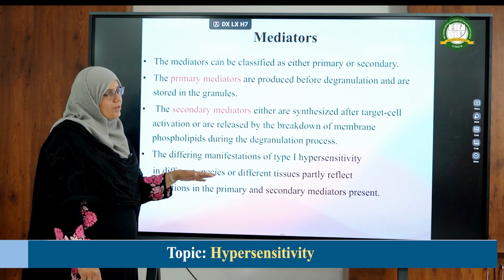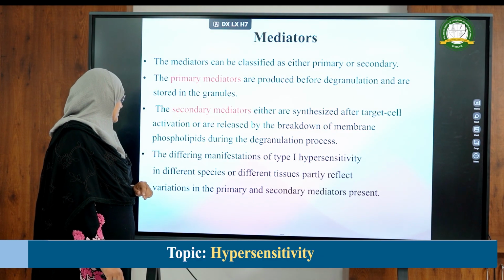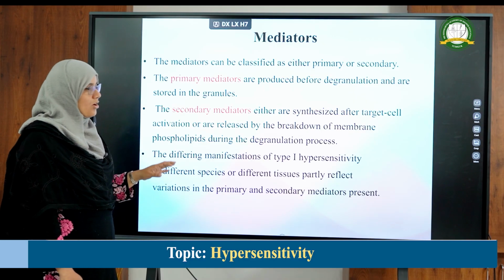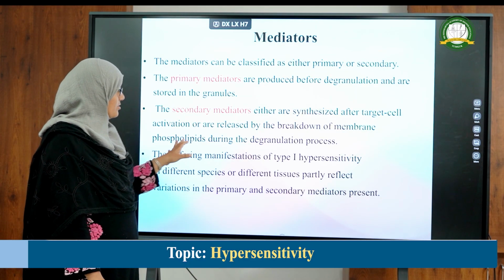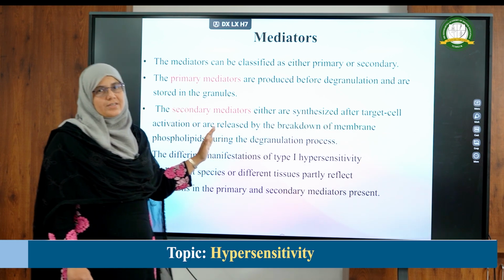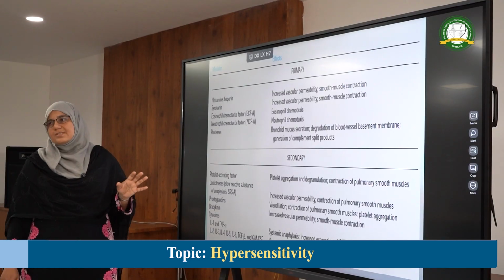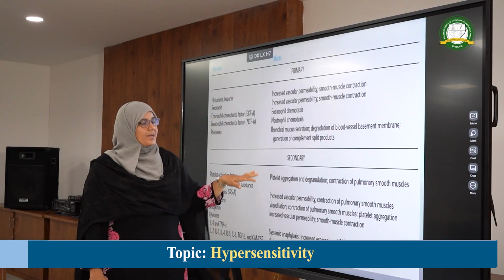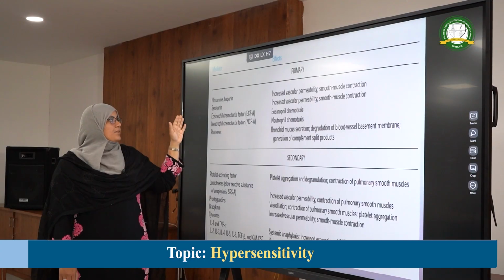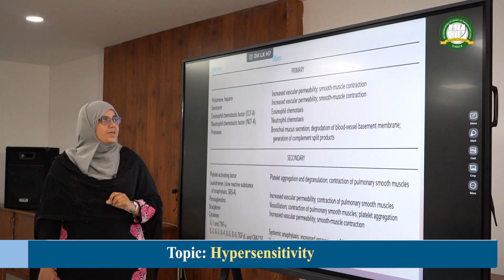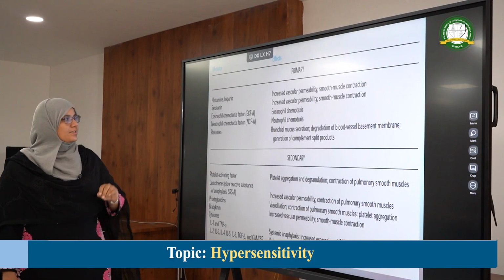The differing manifestation of type 1 hypersensitivity in different species or in different tissues partly reflects variation because of these primary and secondary mediators that are present. So, some examples in detail of primary and secondary mediators. Primary mediators like histamine and heparin cause increased vascular permeability and smooth muscle contraction. Even serotonin acts in the same manner.